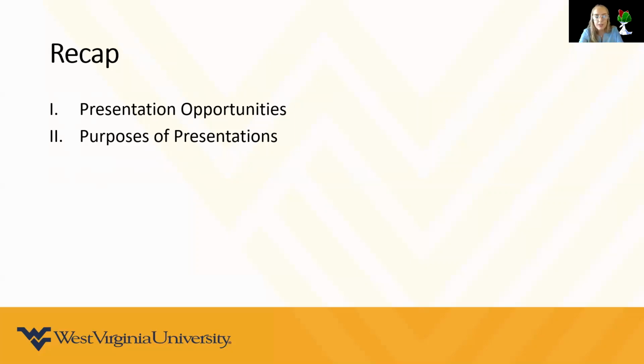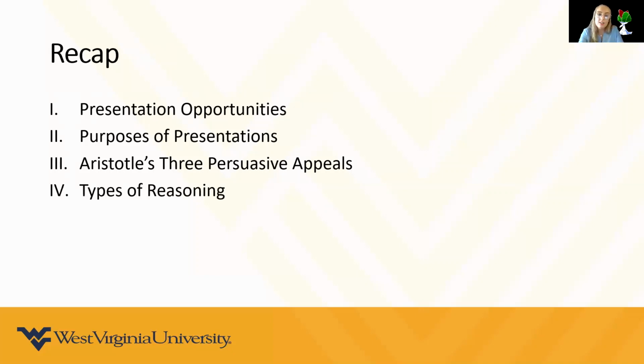of call to action. We talked about Aristotle's three persuasive appeals: ethos, which has to do with credibility; logos, which has to do with the actual supporting information and words that you use; and pathos, which is emotional appeal. We talked about inductive reasoning, causal reasoning, deductive reasoning, analogical reasoning, and cognitive dissonance.